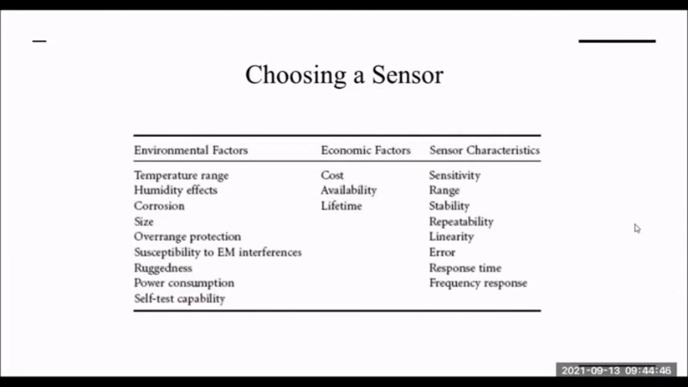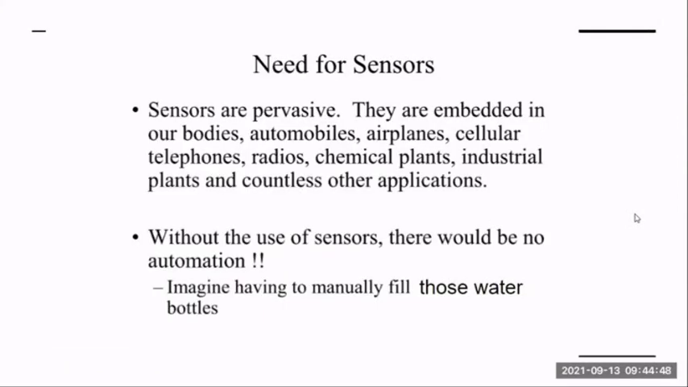Okay. So why do we need sensors? Sensors are pervasive. They are embedded in our bodies, automobiles, airplanes, cellular telephones, radios, chemical plants, industrial plants, and countless other applications.